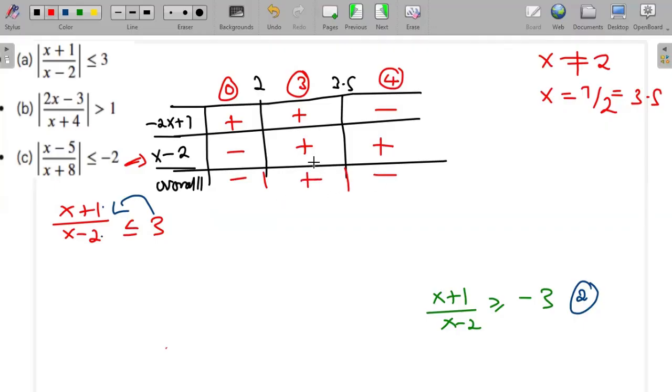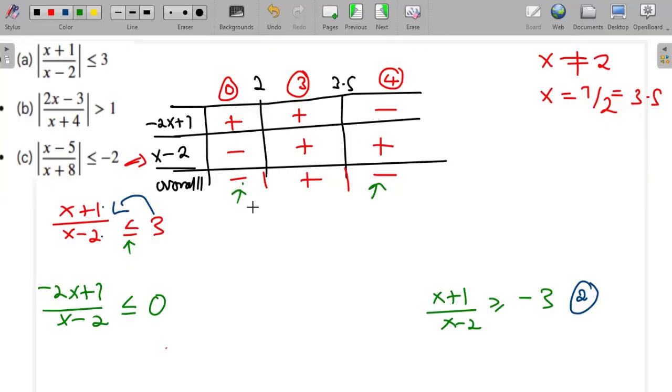Okay, so now which part are we interested in? We're interested in the negative part there because here we have a what? Less than or equal to. Remember that equation that we found when we brought the 3 the other side, it was minus 2x plus 7 over x minus 2 less than or equal to 0. So this whole thing is less than or equal to 0, meaning that we are focusing on the negative part there.